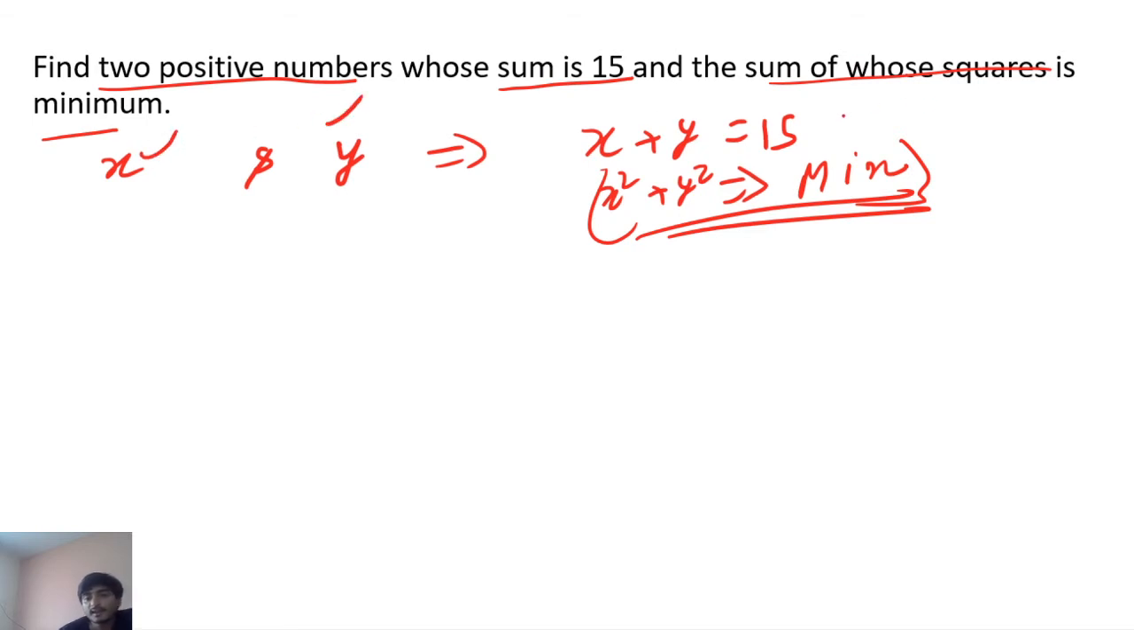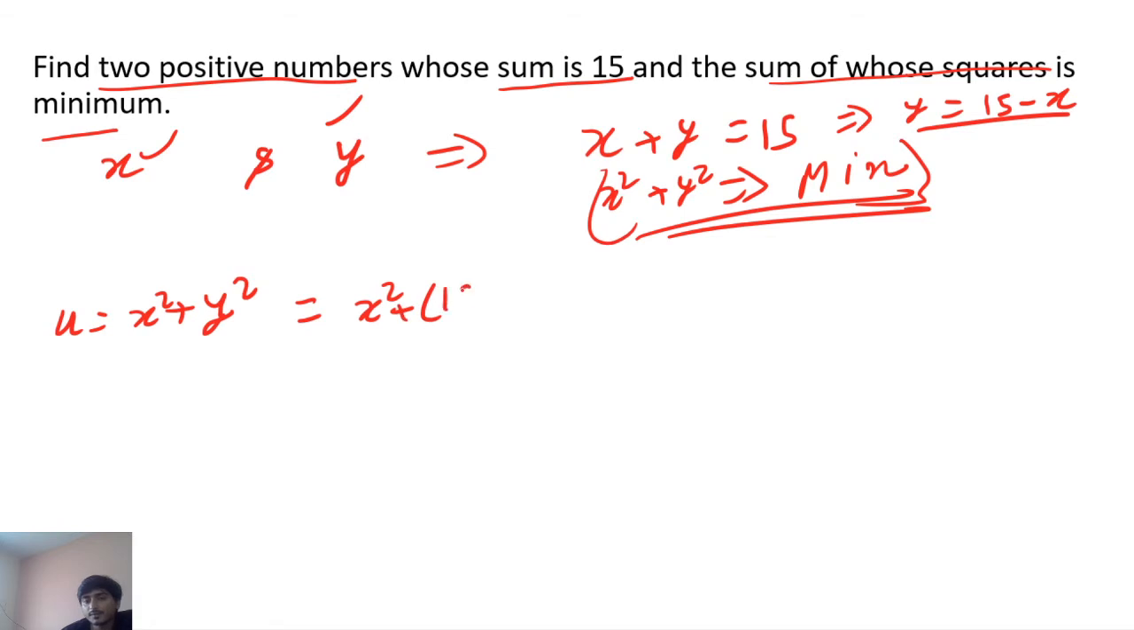So here I can write directly y equal to 15 minus x, right? Let u is equal to x square plus y square, which is our expression. This same thing can be written as x square plus 15 minus x whole square, right? Next, u is equal to x square plus 15 square, which is how much? 225, right?